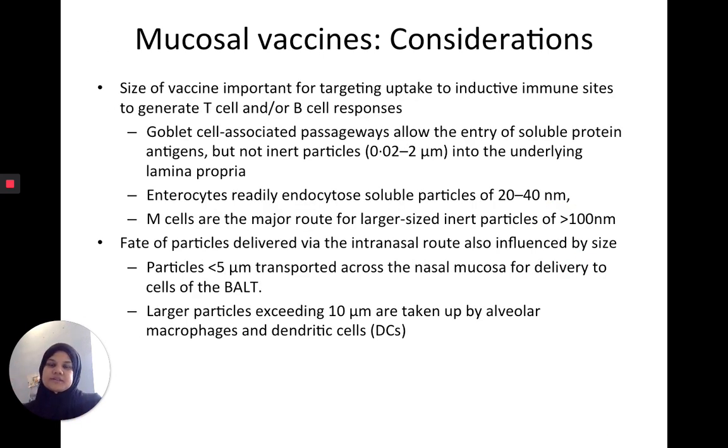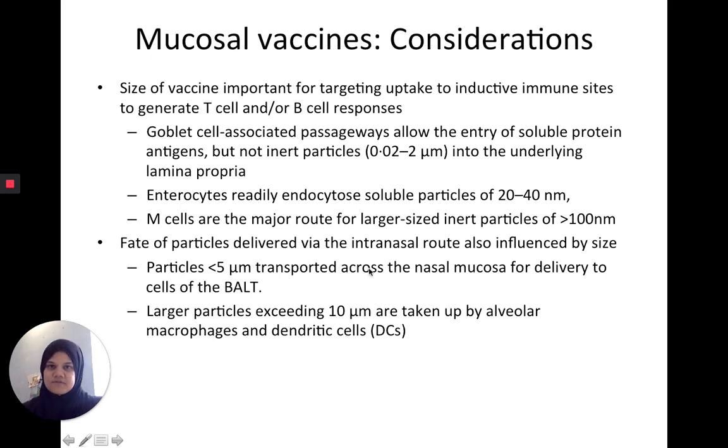And also the other consideration would be the size of the vaccine, because the size of the vaccine determines whether or not your target route of entry can even uptake the vaccine. So, for example, the goblet cells in the passageways can allow entry of soluble protein antigens, but not inert particles. And then there's a specific size range that they won't accept. Enterocytes will only endocytose soluble particles 20 to 40 nanometers. It's fairly small. M cells for larger ones above 100 nanometers.